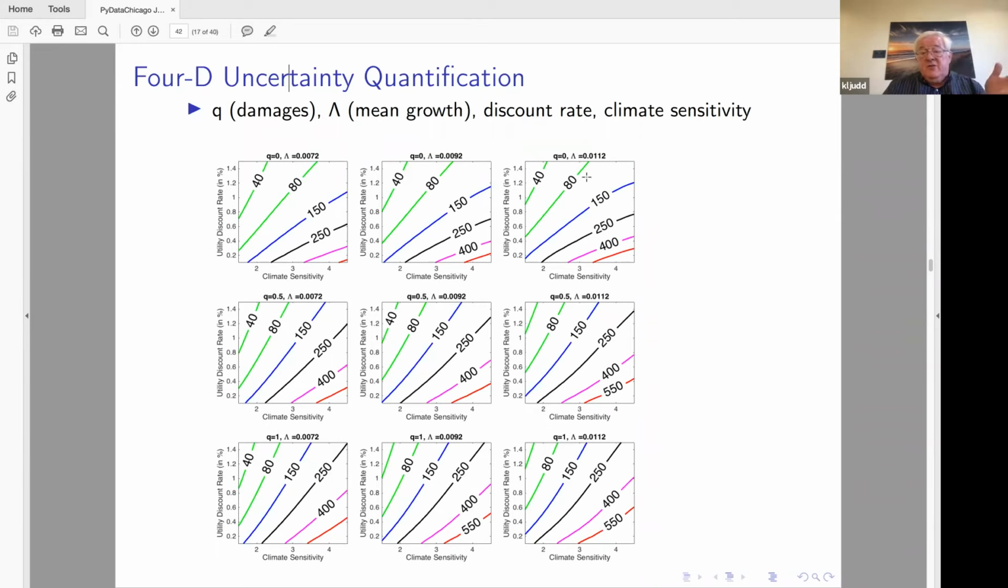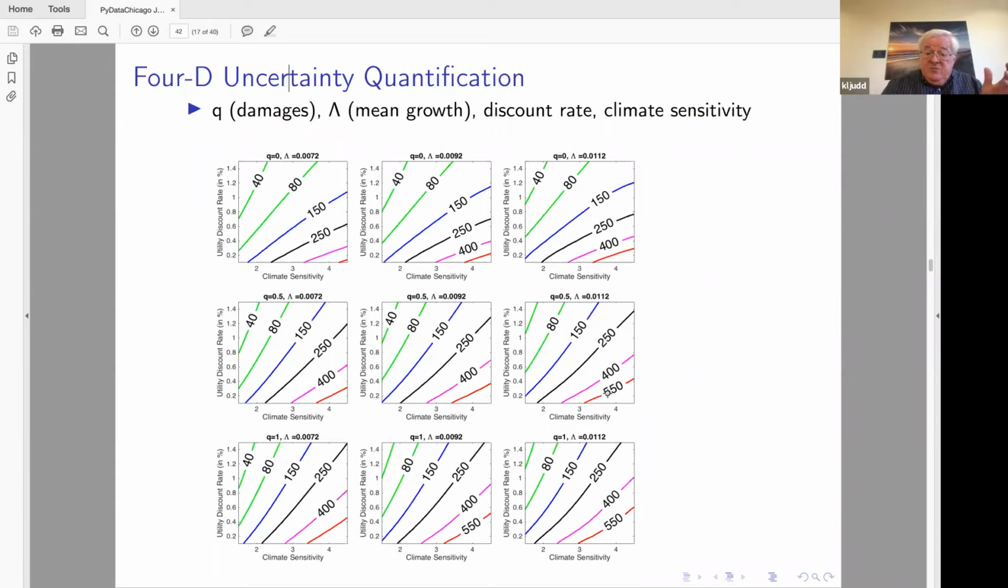So here's a 4-dimensional graph. Basically, in this block, if Q is 0, low damages, growth rate is slow, then along this line in discount and climate sensitivity, the optimal social cost of carbon in 2010 is 40, along this line it's 80, et cetera. So this is basically a 4-dimensional graph. We can show you how the underlying parameters affect what the social cost of carbon could be.